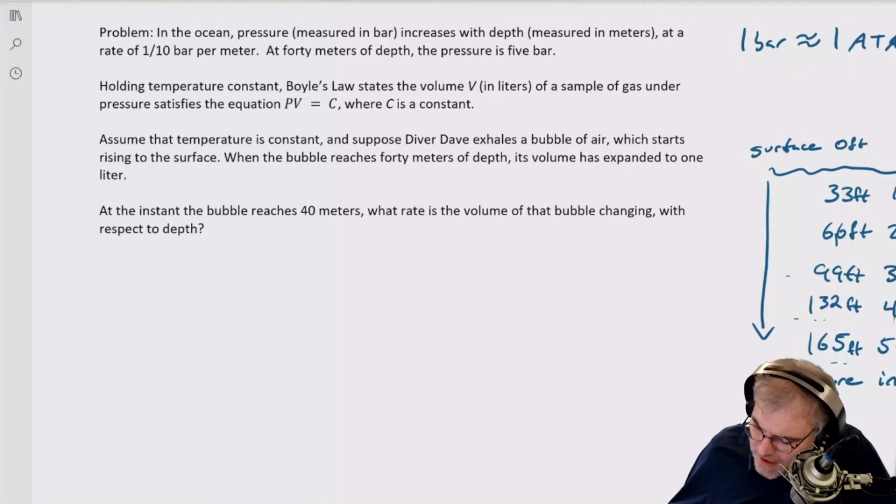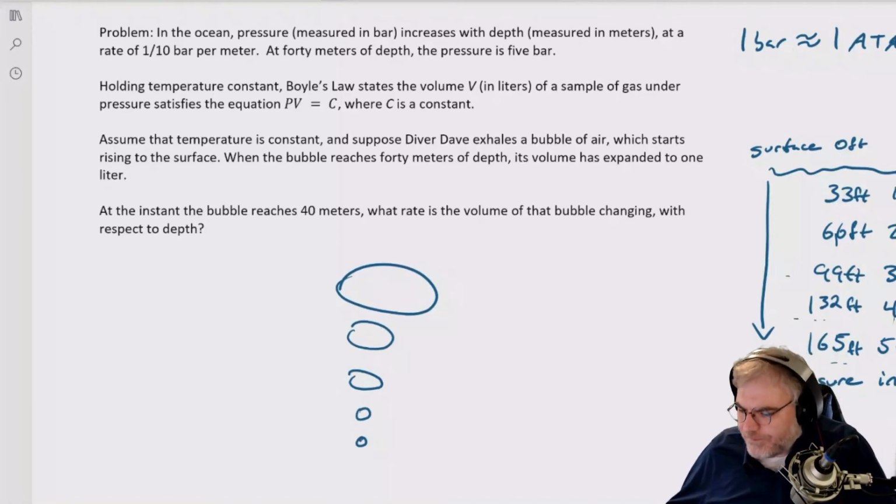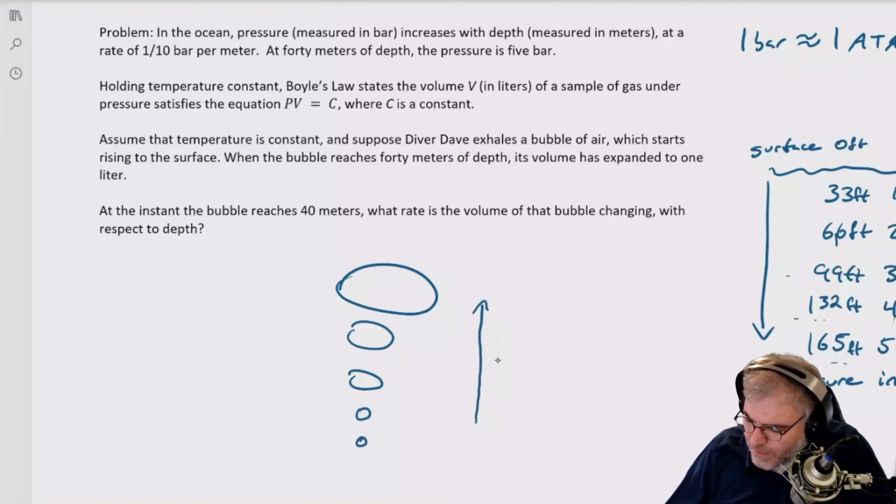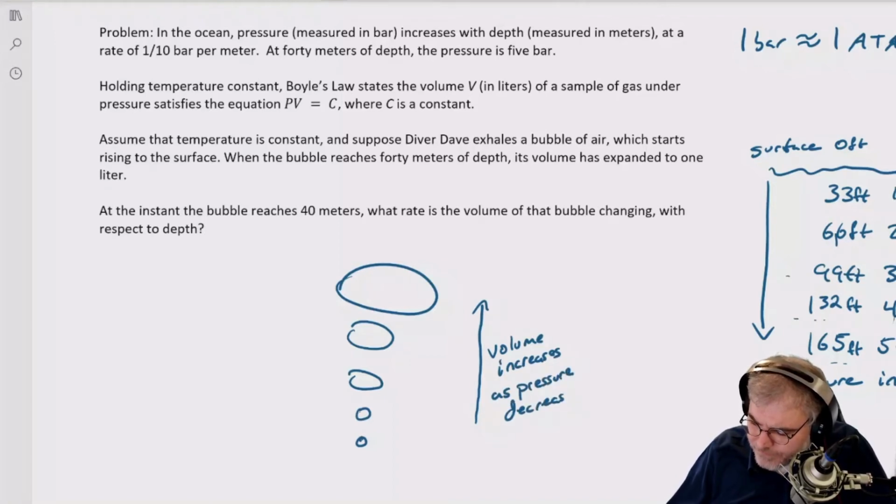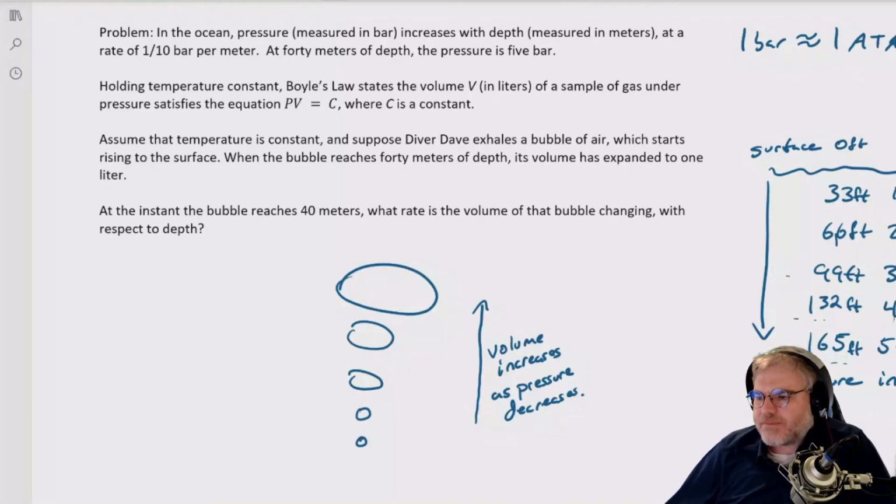Now, as the bubble goes up, it's going to get bigger, right? Is everyone on board with that? Because as the pressure decreases, the volume is going to increase. Right? So volume increases as pressure decreases. So the question is, at 40 meters, what's the rate at which the bubble is changing?